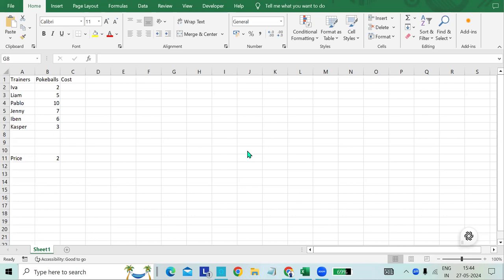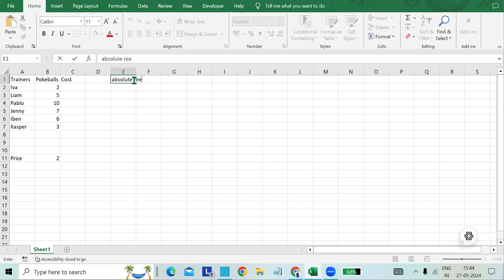So today in this class, we will learn about absolute reference. Absolute reference will be denoted in the form of dollar.